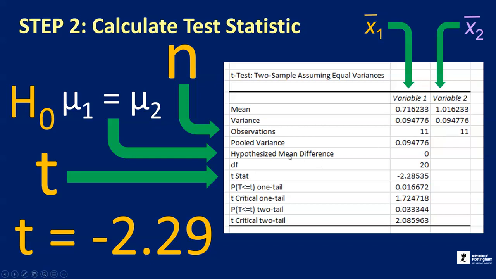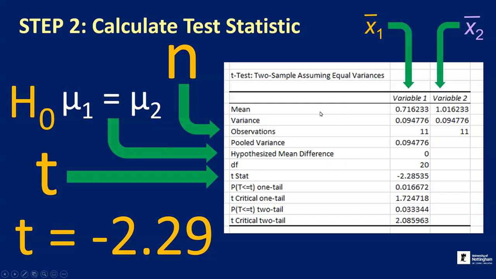And then the next important thing on here is the hypothesized mean difference. So this is saying what is the null hypothesis? And the null hypothesis in our case is that the two samples have equal means because they represent two populations with the same mean. So our hypothesized mean difference is 0. There are some situations in which you might want to put something else in there, but let's not worry about that for the time being. That's what we're hypothesizing in this case.